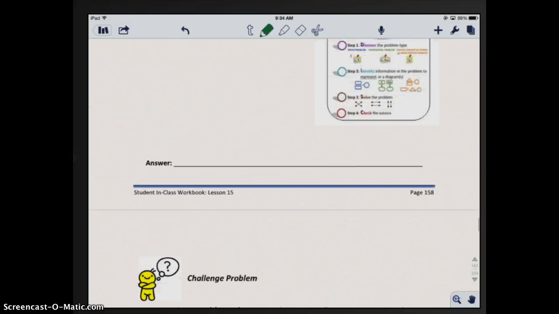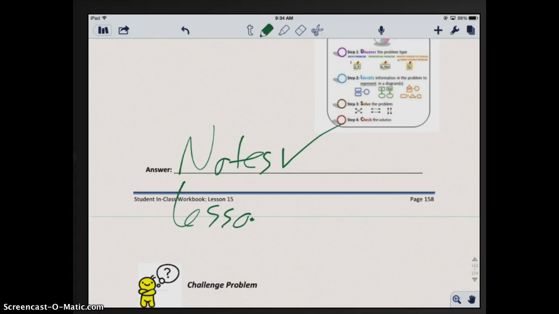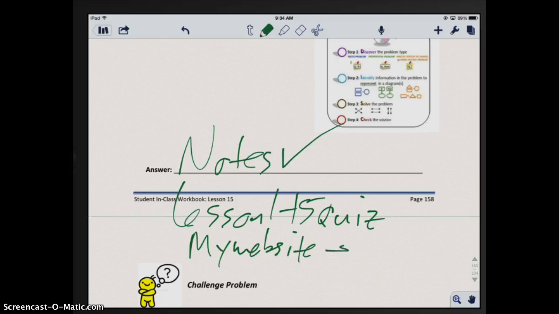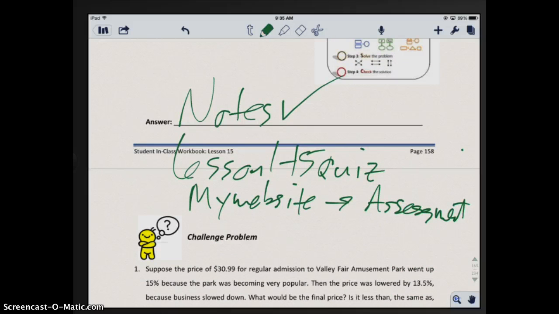Challenge problems, we're done. Okay, what you need to know now is you can use your notes on the quiz. You're going to take a quiz now. It's the lesson 1 through 15 quiz on my website. You know where it is. It's where the assessments are. Same place you've seen them all year. You can use your notes. You can't talk to anyone else, of course. And do the quiz, press submit.